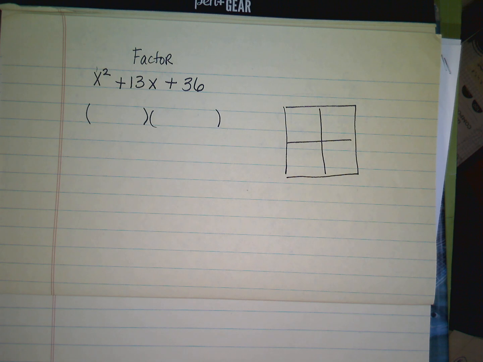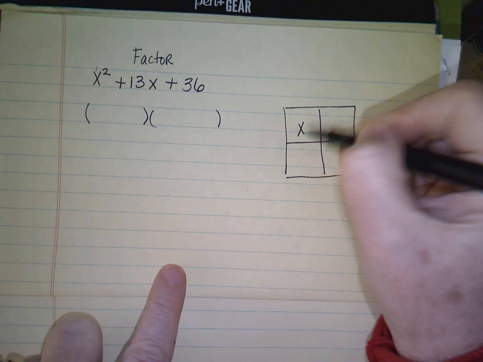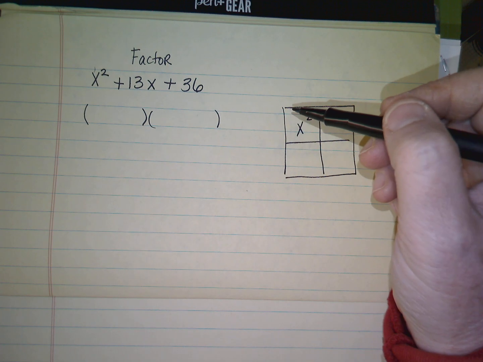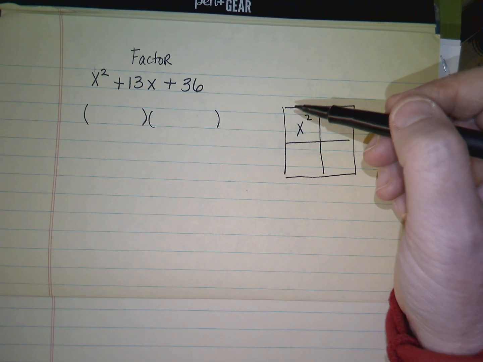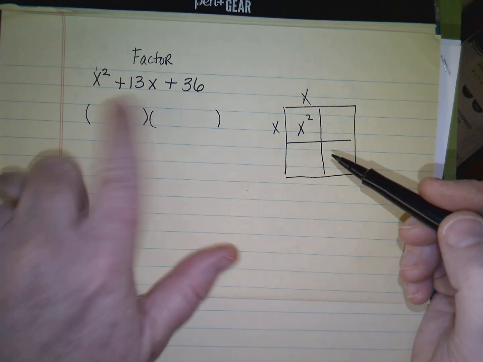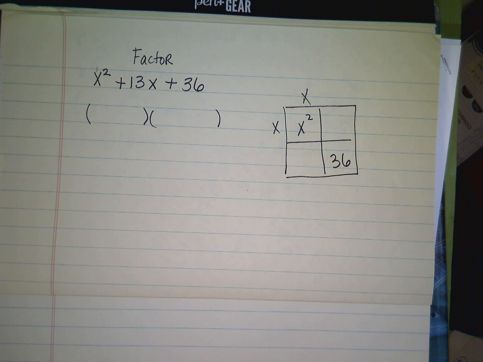What goes in this first box? X squared. And you probably already have an idea of how they got x squared, right? How'd they do that? X times x. 36 goes in the bottom. Yes, ma'am? Okay. Well, let's go through the little process. Here's what we're looking for.